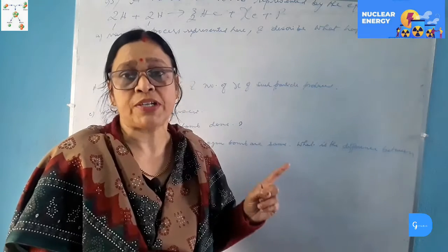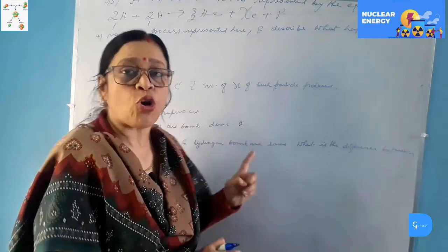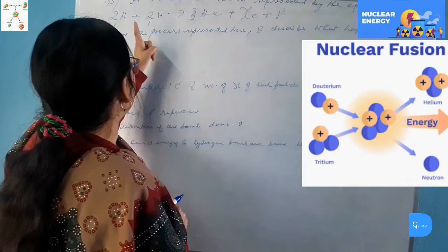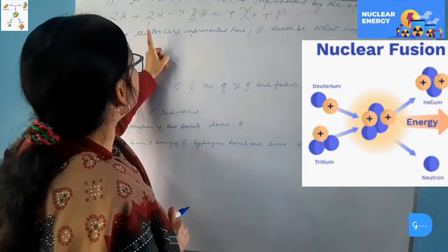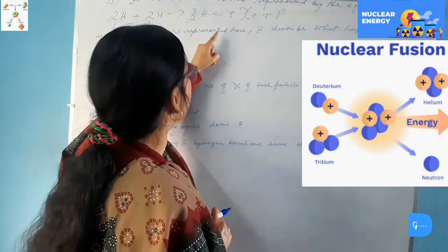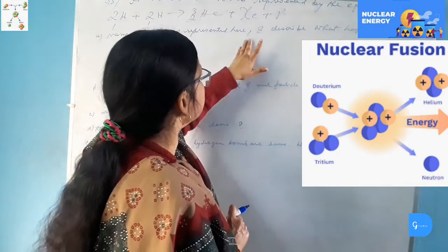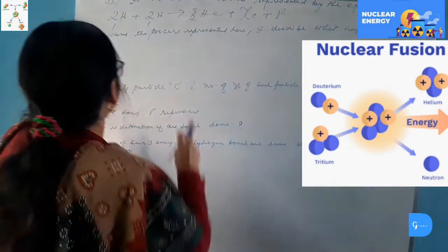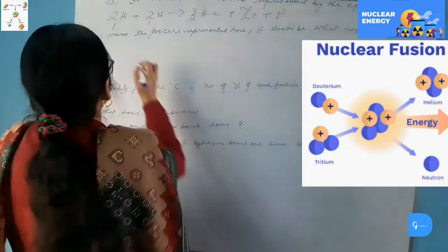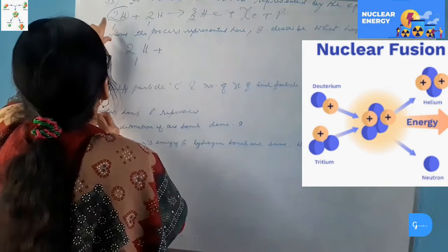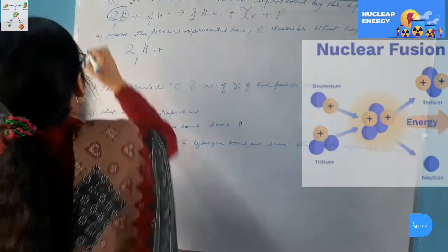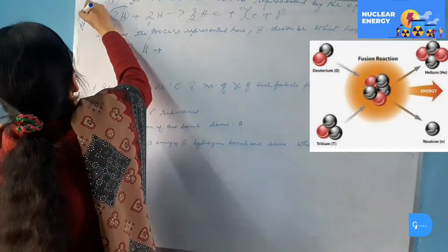This equation represents nuclear fusion reaction because two nuclei of light elements like hydrogen combine together or fuse together to form heavy nucleus of helium, and it also emits neutrons plus enormous amount of energy. So let us first write the complete equation. Two nuclei of hydrogen. Here hydrogen is of atomic mass 2, that is, it is deuterium.